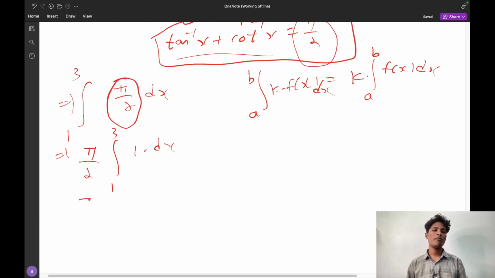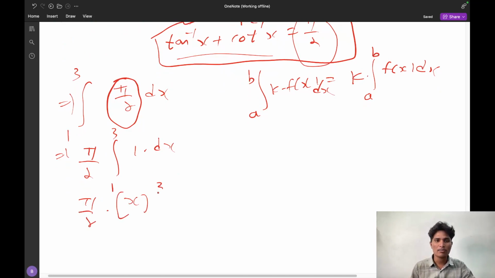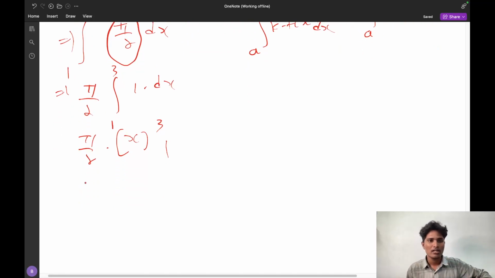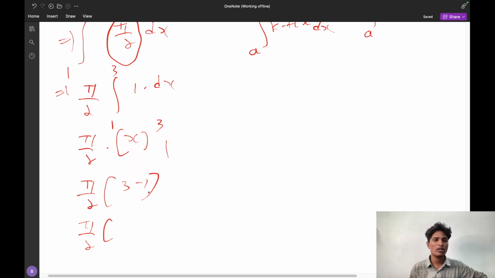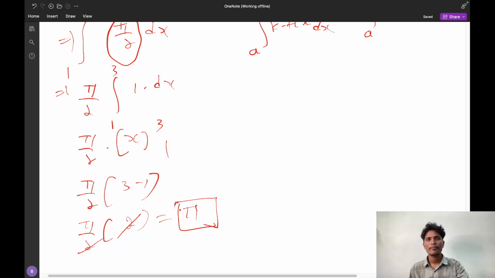Now pi by 2 into, what is the integration of 1 dx? It will be x, and I have to substitute limits 3 and 1. So it will be pi by 2 into 3 minus 1, which is 2. So 2 will get cancelled and the answer is pi. Yes, like this you have to solve.